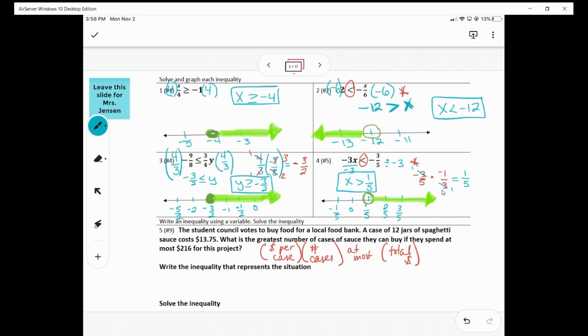So now we don't know the number of cases, so we're going to let x equal the number of cases. So for the inequality, we have $13.75, which is the cost of one case. Multiply that times the number of cases, which is x. At most would be less than or equal to $216, because that's the most they can spend on this fundraiser, or the food bank charity. So there's the inequality that models the situation.